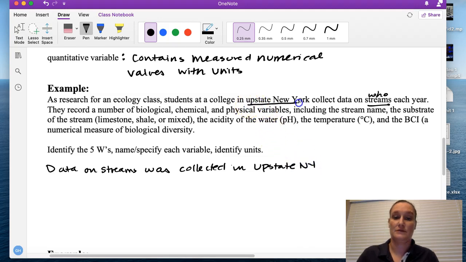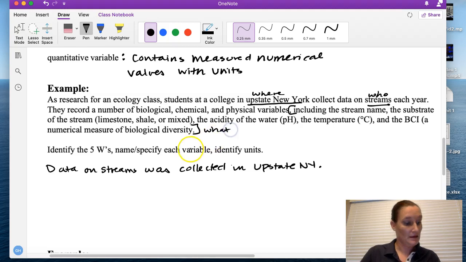Okay, so this was obviously the where. All right. The data collected. Okay, so then the next thing is we're basically going to list the variables because that's going to be the what. The what are the variables. Okay, so this part are your what. And then the when. So research, they do it each year. So that's your when. And then why, a lot of times you really don't know why. This is obviously for a class. So this is probably why.